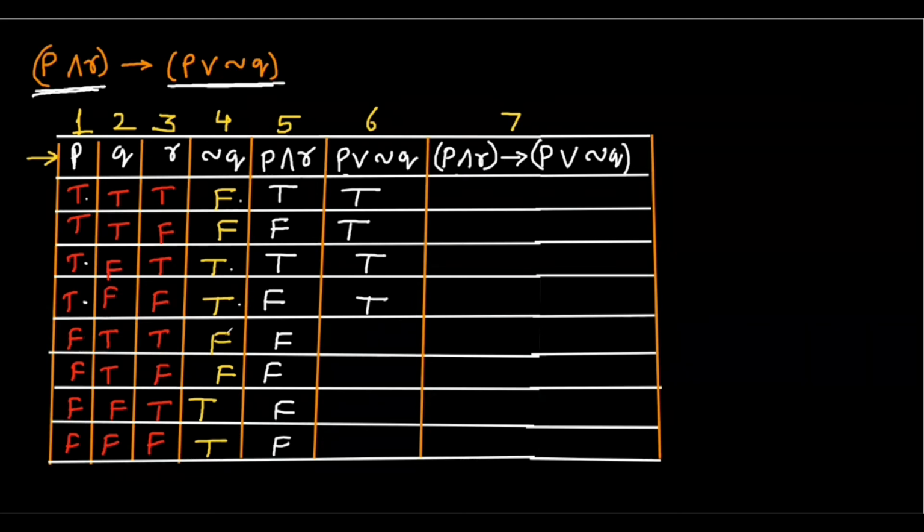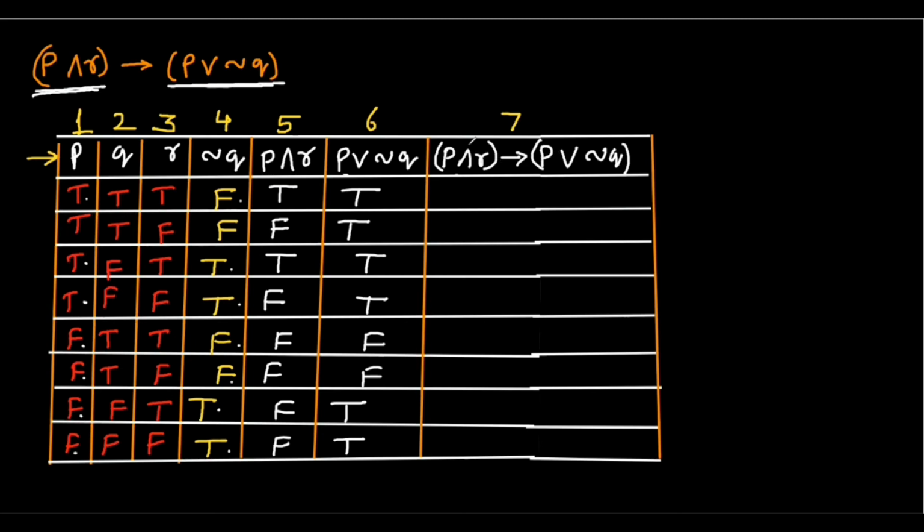See these two, false, false. So false. See these two. Are both false? No. So true. Then finally we have the implication of P and R with P or negation Q. Got it?